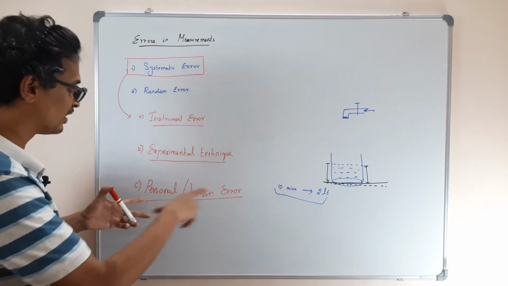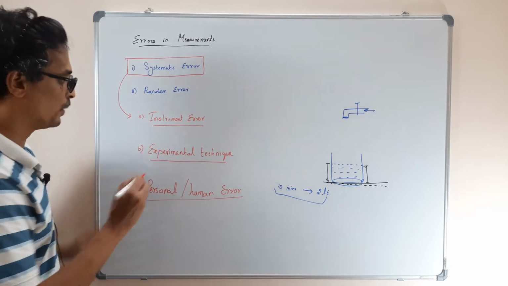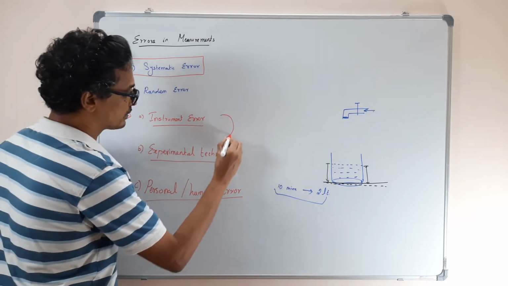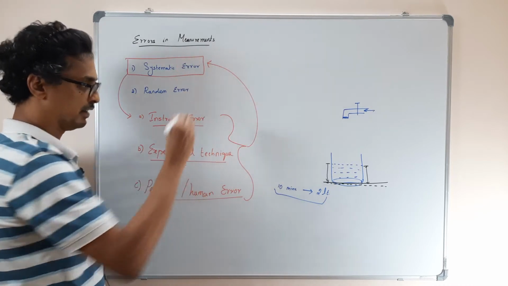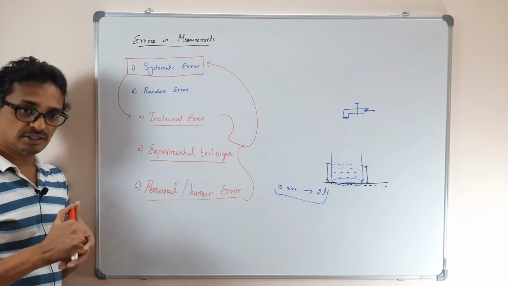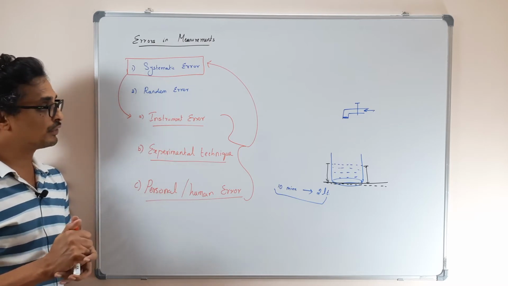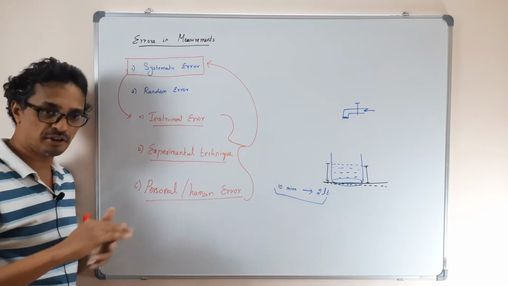So these three are personal or human errors. These three errors contribute to a systematic error. Okay, so there is a way you can reduce these errors. How can you reduce the error? For example, instrumental error. Simple, you use a better instrument.